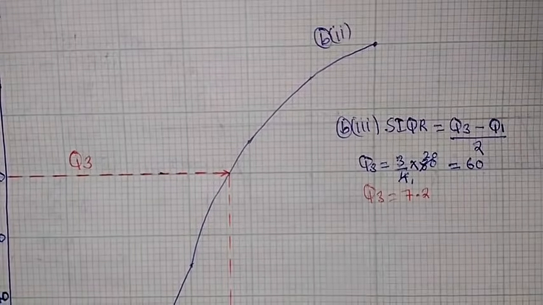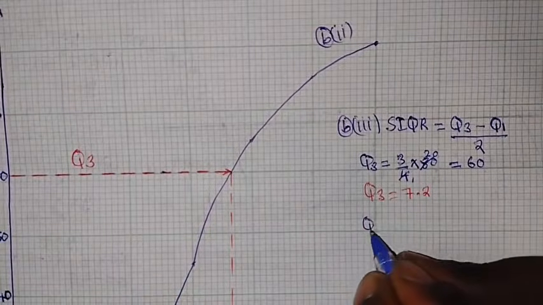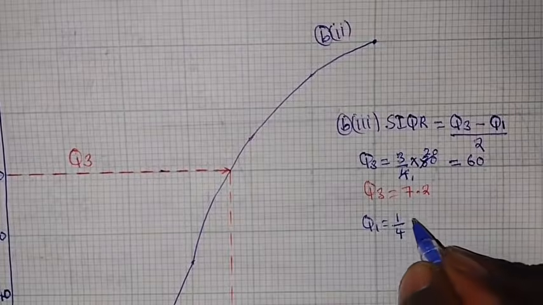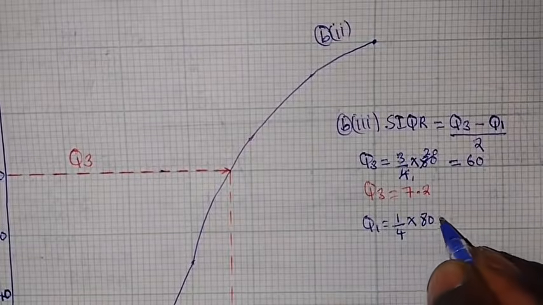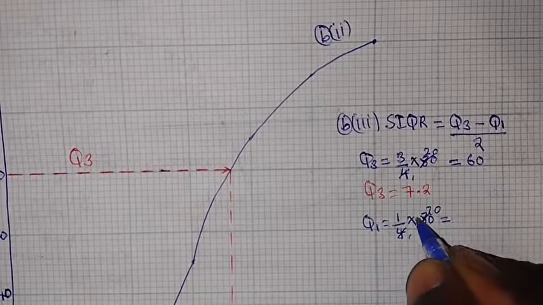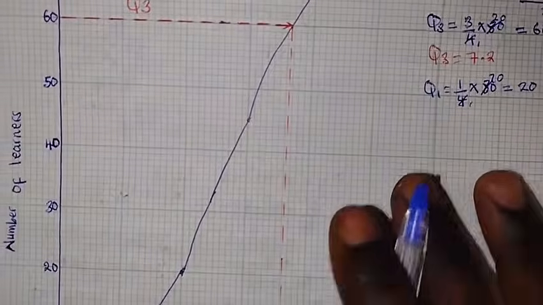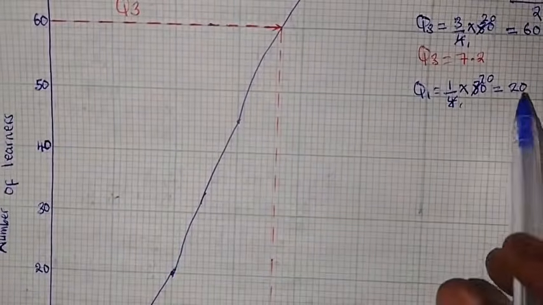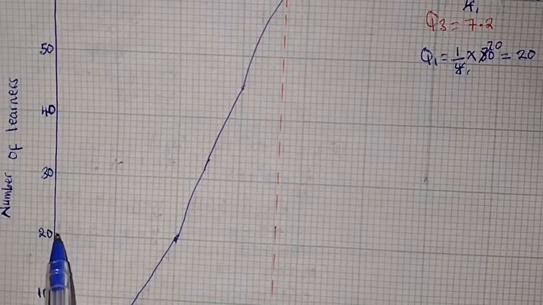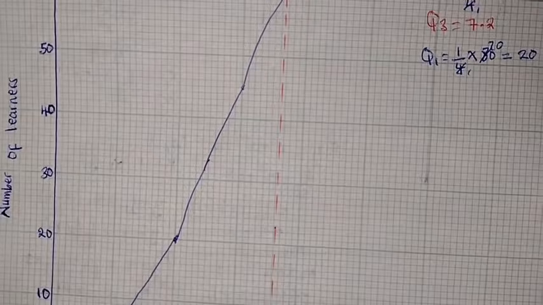So you write, your Q3 is equal to 7.2. Then you come to the lower quartile, Q1, right here. So you write Q1 equal to. For Q1, this is the formula: 1/4 times total frequency, which is 80. So 4 into 80 is 20, and 20 times 1 we still get 20. So again, you do the same. You come to the y-axis, you identify where the 20 is. We draw the dotted lines, and when they touch the curve, we bring them down.